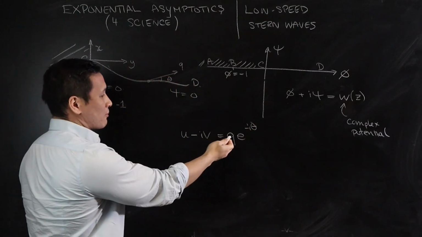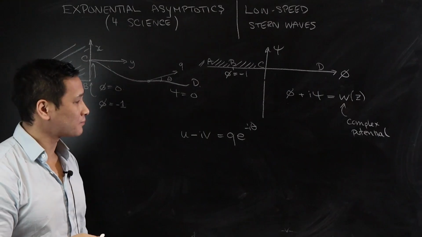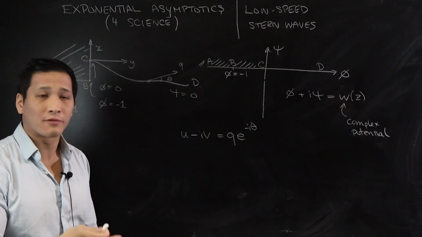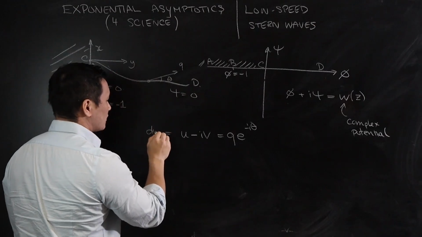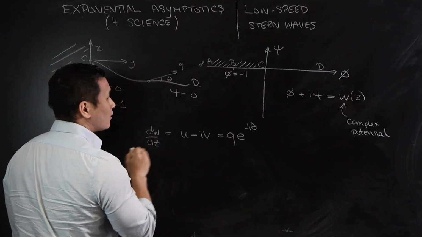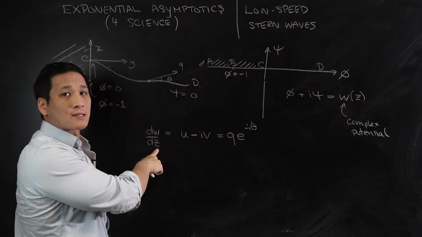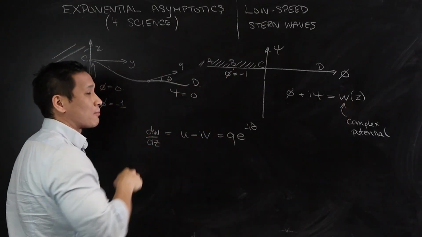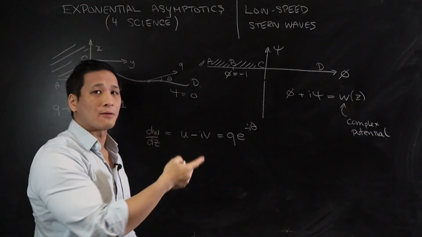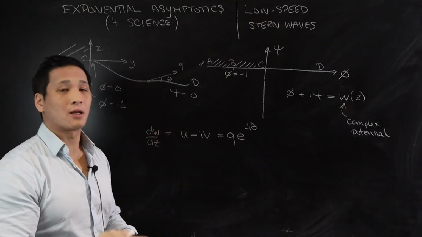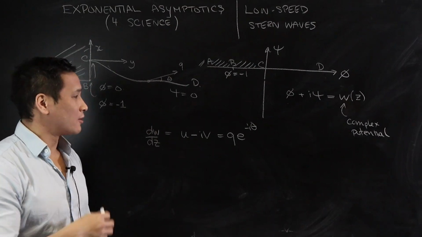Q is the speed of the particle, and theta is the angle that the particle makes with the x-axis. And it turns out that you can verify this, but this is essentially dw/dz. It's the derivative of this complex potential with respect to x and y, this complex derivative. So z is equal to x plus iy. And this follows, again, because of Cauchy-Riemann and various complex variable theory. Okay, so we're almost there.